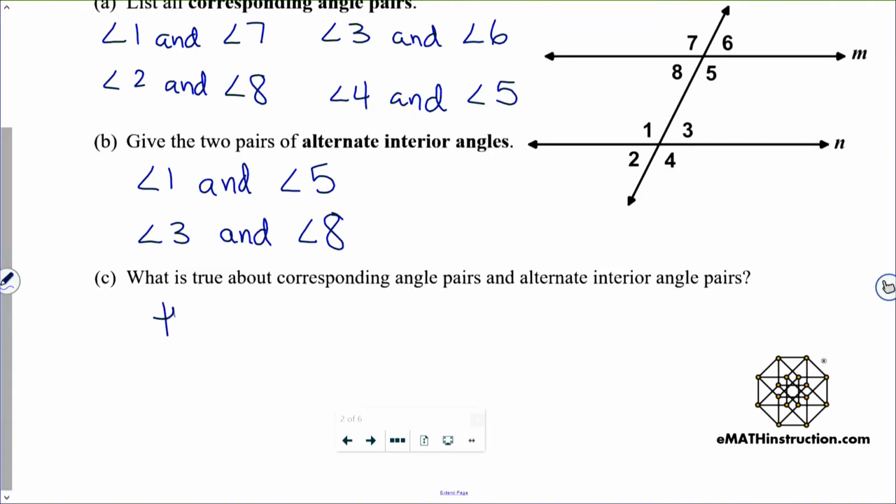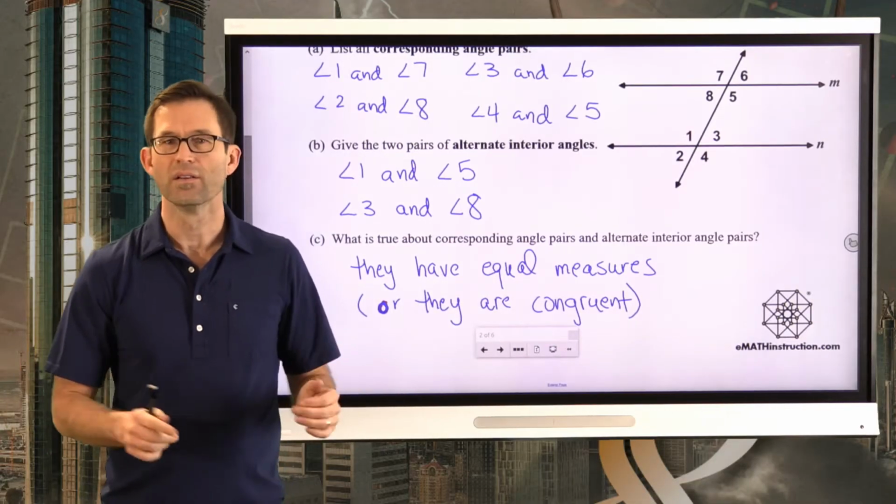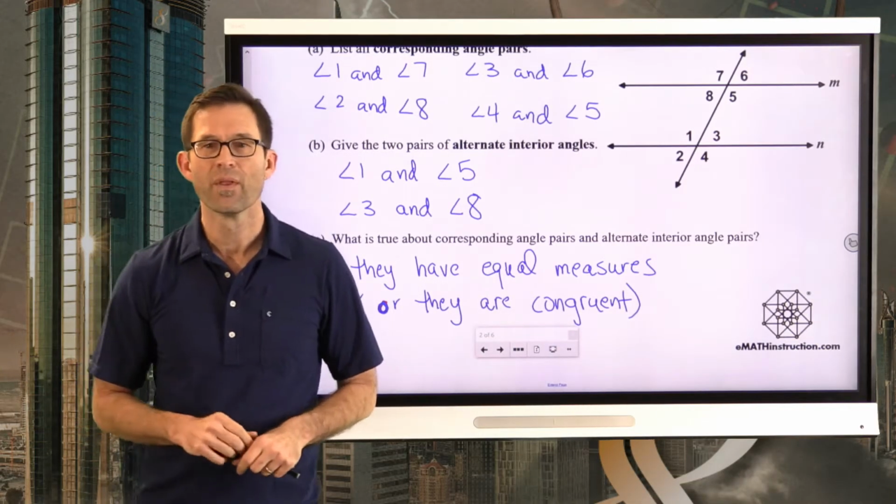So I'm going to say they have equal measures, but it's completely okay to say they are congruent.